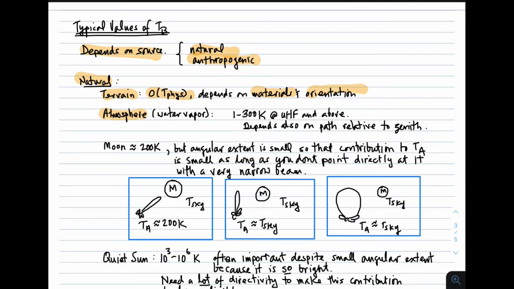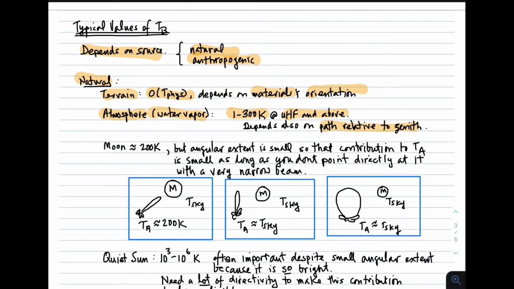Another source of natural noise is the atmosphere itself. The atmosphere is comprised of many things, but a big chunk of that is water vapor, water in gaseous form, and that will account for somewhere between 1 and 300 Kelvin at frequencies UHF and above. Now this also depends on the path relative to the zenith, so you get different values for this contribution depending on whether you look straight up or whether you look close to the horizon.